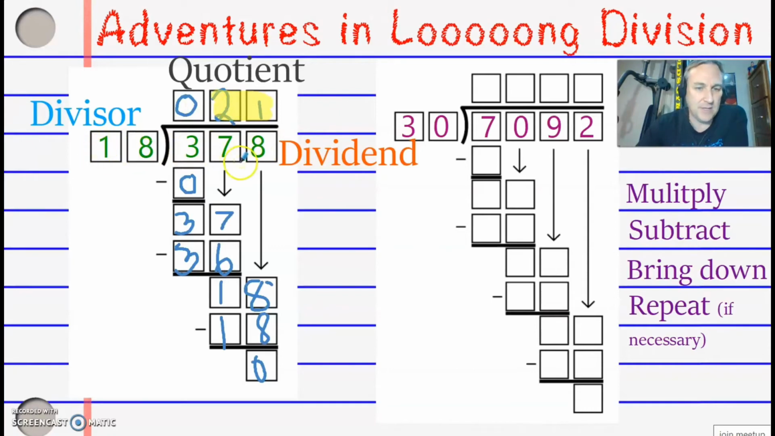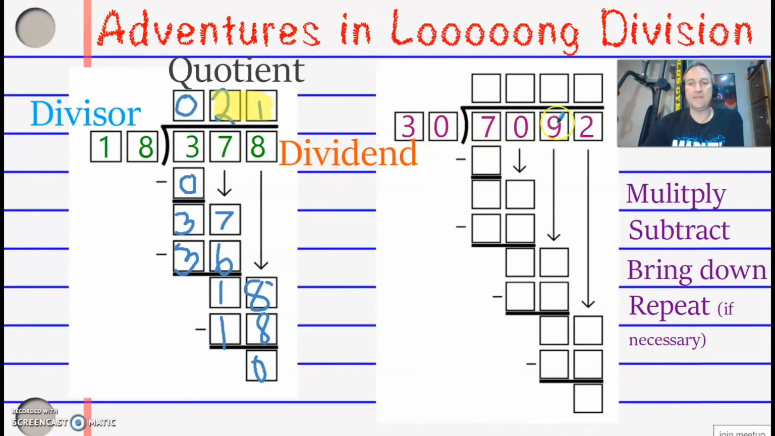This is a fact family. I mean, it's not your basic facts, but when you were doing fact families in elementary school and you learned that 2 times 3 is 6, and 3 times 2 is 6, and 6 divided by 2 is 3, and 6 divided by 3 is 2. Same thing. 21 times 18 is 378. 378 divided by 18 is 21. 378 divided by 21 is 18, etc. A fact family. Next one I have is a 4-digit number divided by a 2-digit number.